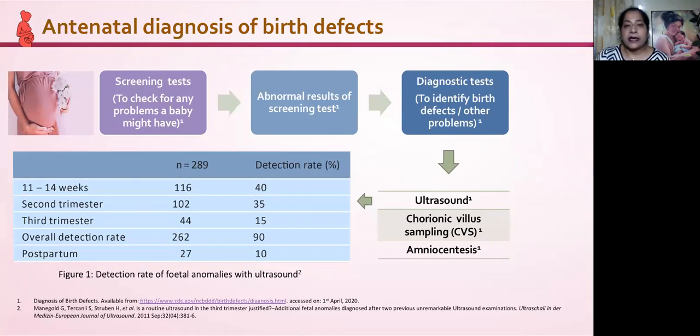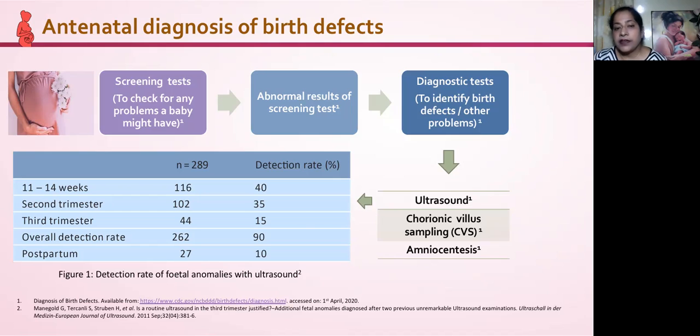Now, antenatal diagnosis of these birth defects includes various screening tests to identify them. Then, if there is an abnormal result, certain diagnostic tests confirm the presence of the defect, and then a decision is taken. Diagnostic tests could be an ultrasound, chorionic villus biopsy, or an amniocentesis.